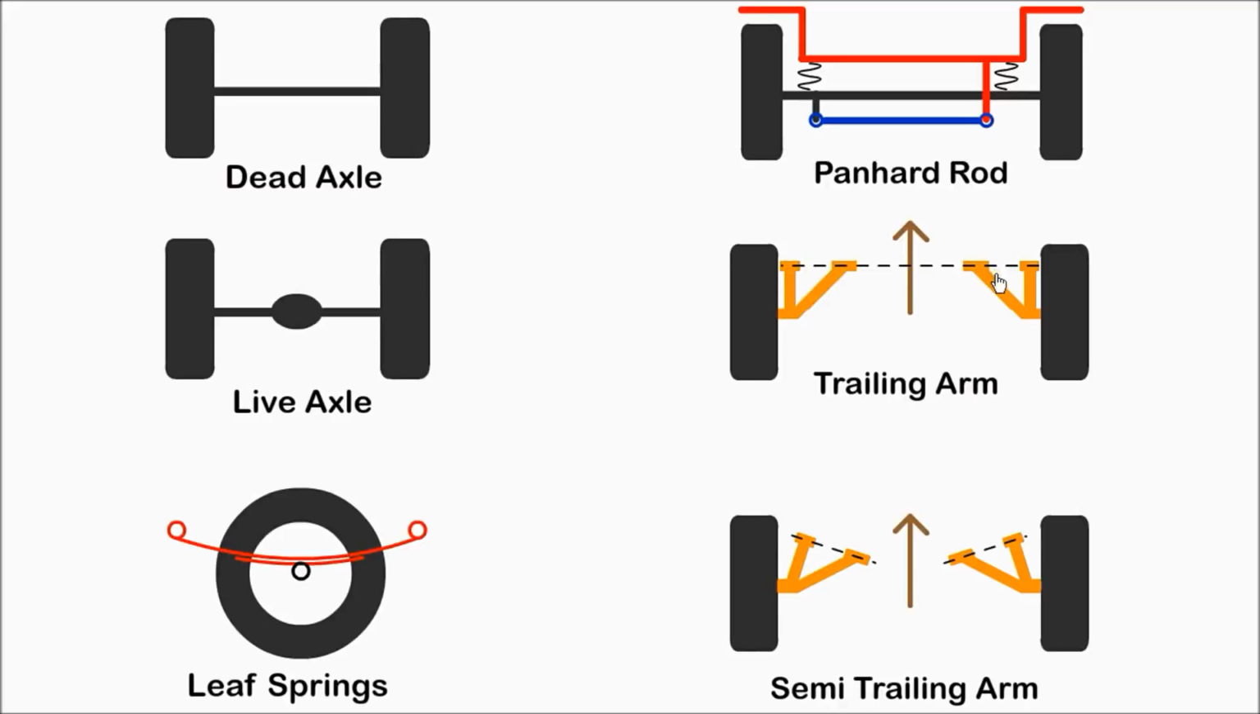With semi-trailing arm, the mounting point on the car structure is offset at an angle. This allows the designer to alter the alignment and camber as the wheel travels over bumps.